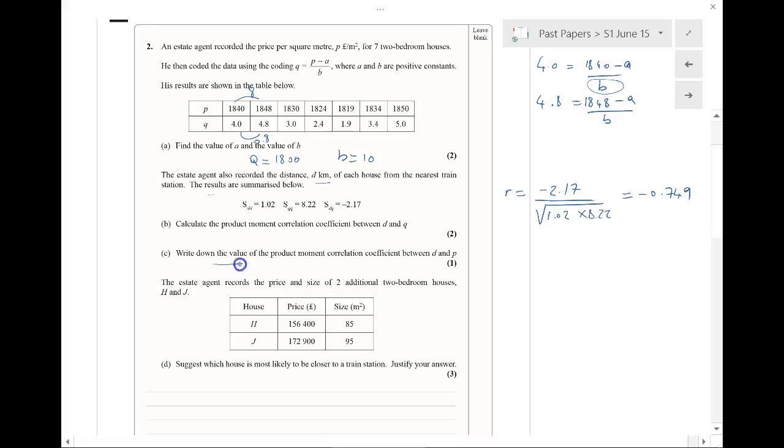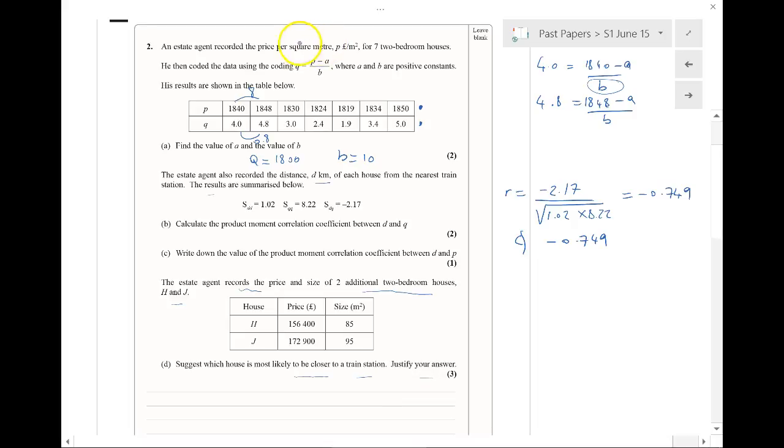Part B. Now, then it says write down the value of the product moment correlation coefficient. This is an important principle, only 1 mark here. It's going to be the same. Coding has no effect whatsoever on correlation between 2 sets of variables. So whatever the code is for R will be the same for Q, and that's it. Now the next bit says estate agents records the price and size of 2 additional 2-bedroom houses, H and J. And looking at this, suggest which houses are more likely to be closer to a train station, justifying the answer. Well, let's look at the original data here.